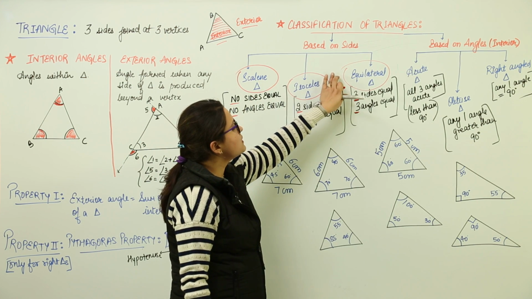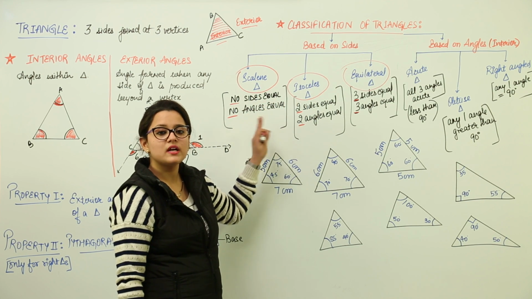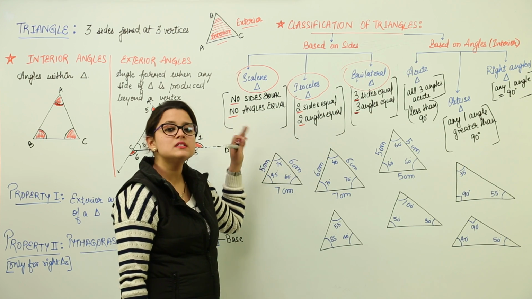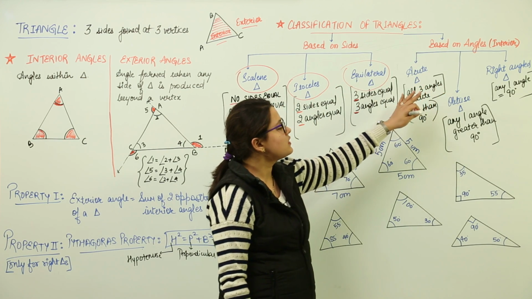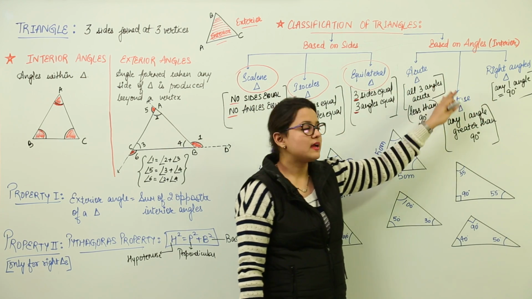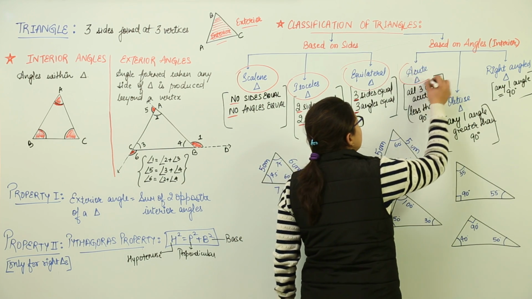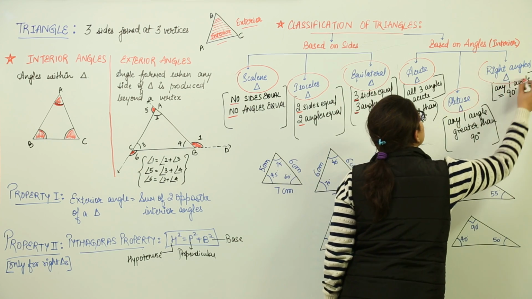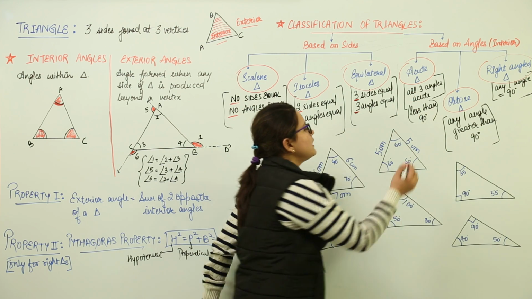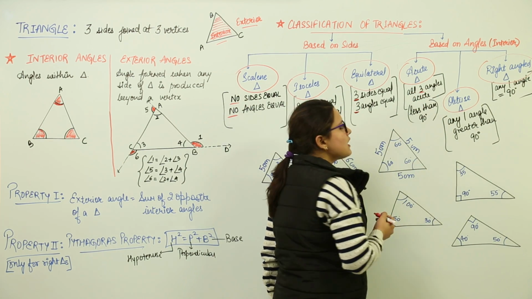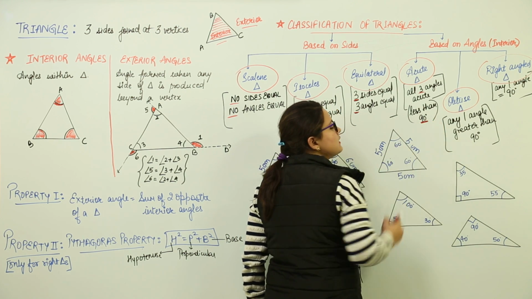This was done on the basis of sides, right? Because it was decided how many sides are equal. Based on that, we have divided it into three types, that is scalene, isosceles and equilateral. Now we have done the classification based on interior angles, and that is acute triangle, obtuse triangle or right angled triangle. So in acute, obtuse and right angle triangle, what is the difference? For acute triangle, we have all the three angles as acute. Now what does acute mean? Acute means they all are having measurement lesser than 90 degrees.